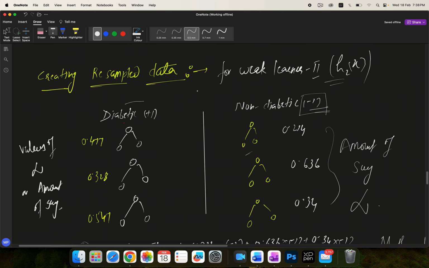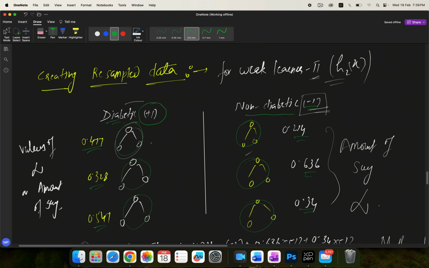Now I'll give you a numerical example of how we create the resample data. Let's say for the weak learners we want to create, these are different models and these are their alpha, or you can say amount of say. Here the prediction is +1, which means that the person is diabetic, and here the person is non-diabetic, that is -1, and these are the different models with their amount of say or alpha value.